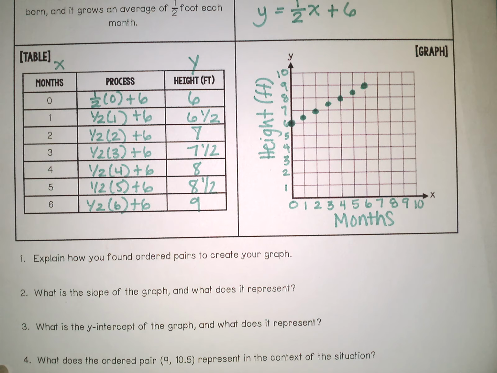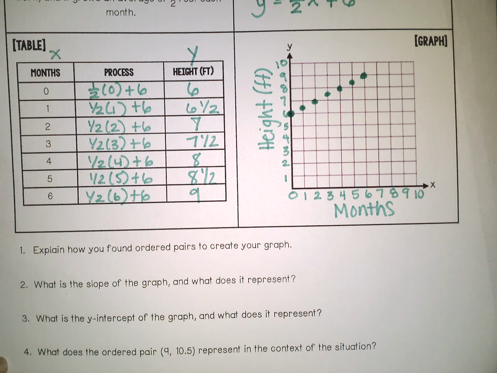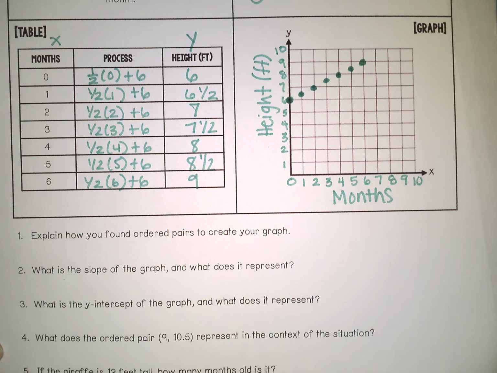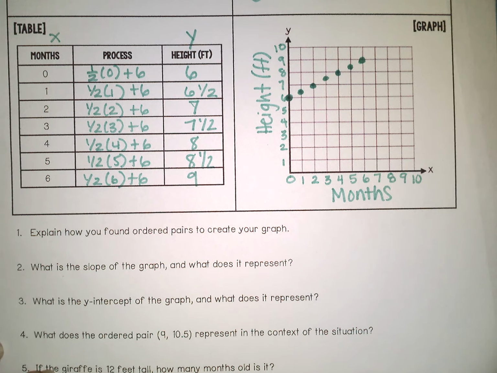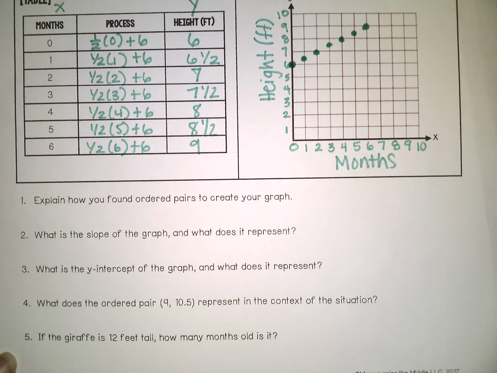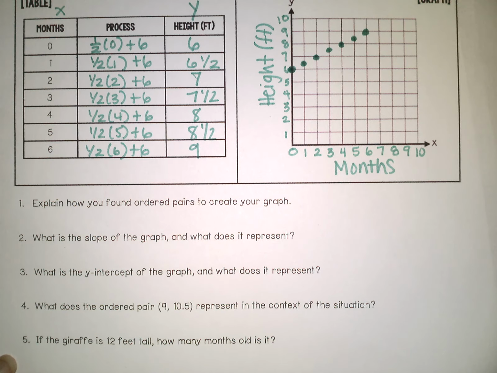Let's answer number 2. What is the slope of the graph? What does it represent? What is the y-intercept of the graph? What does it represent? What does the ordered pair 9, 10.5 represent in the context of the situation? So that's not graphed, but if it was to be graphed, what would it represent in this situation? And last but not least, if the giraffe is 12 feet tall, how many months old is it? What could we do to figure that out?